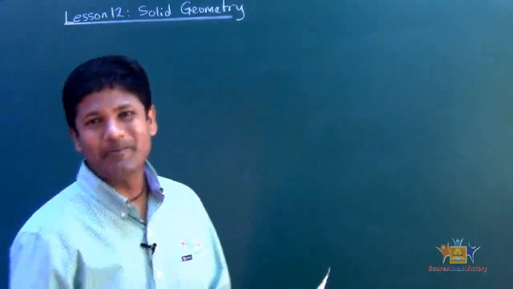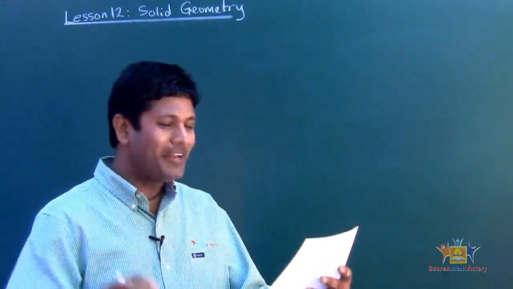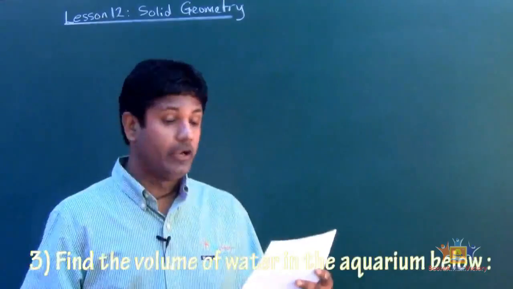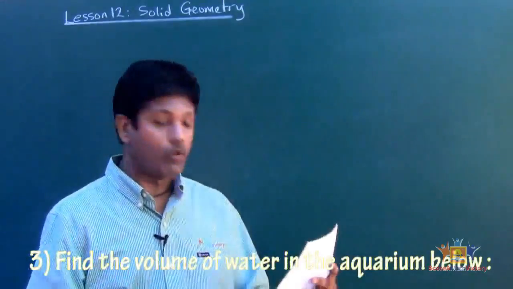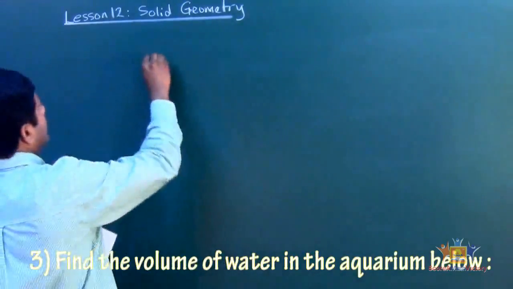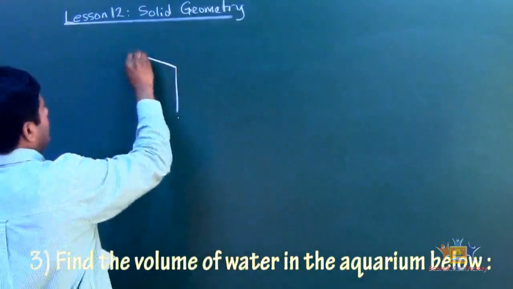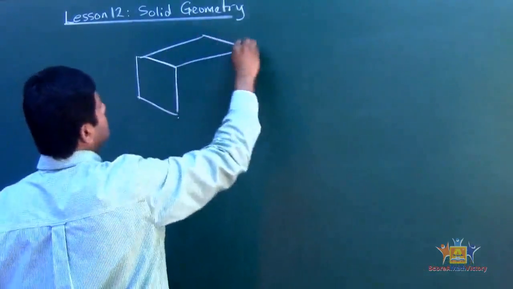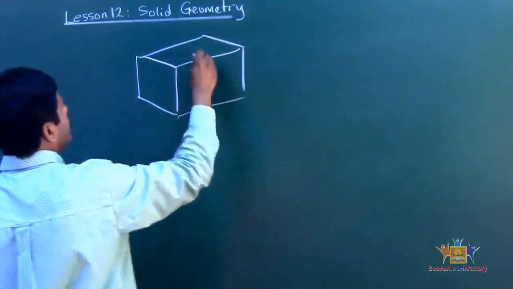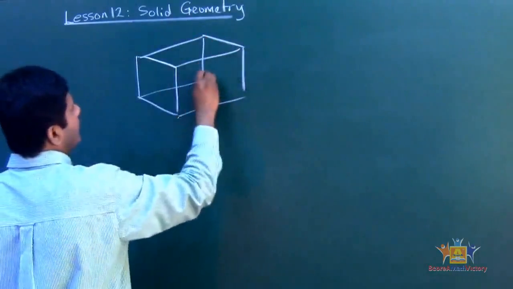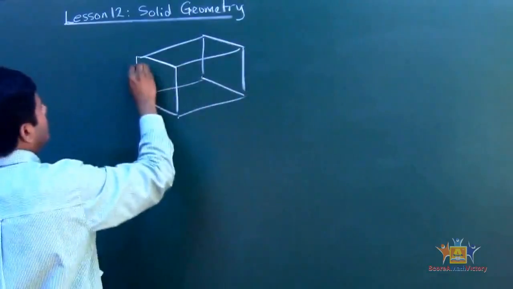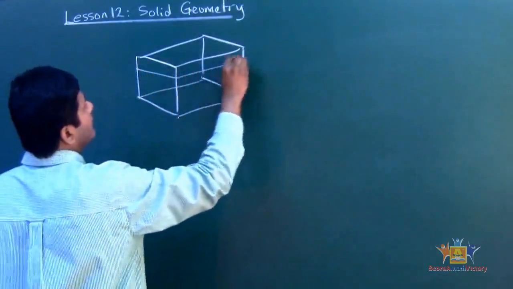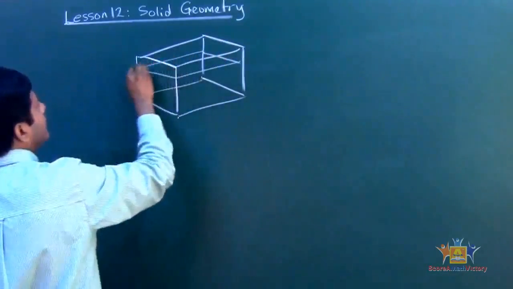Alright, you ready for problem number 3? Find the volume of water in the aquarium below. So you're given an aquarium which is the shape of a cuboid. This is the aquarium right there. Let Mr. Mac draw that. And then you're told the water level is right there.